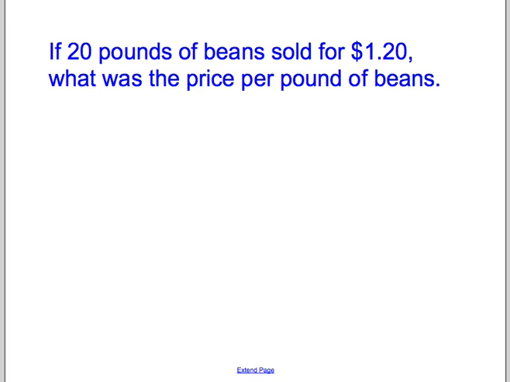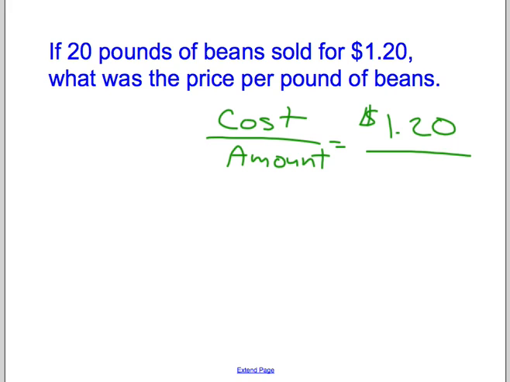Okay. If 20 pounds of beans sold for $1.20, what was the price per pound of beans? So unit price is cost over amount. Our cost on this is $1.20, and the amount is 20 pounds. So you would divide that out or reduce it, and that is 6 cents per pound.